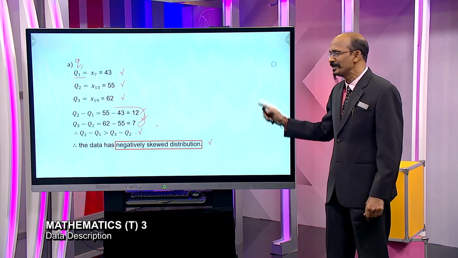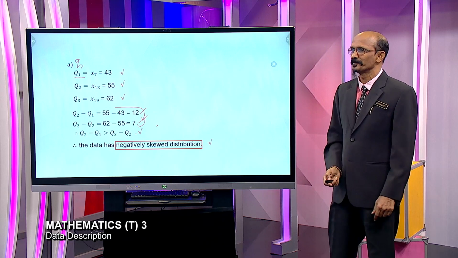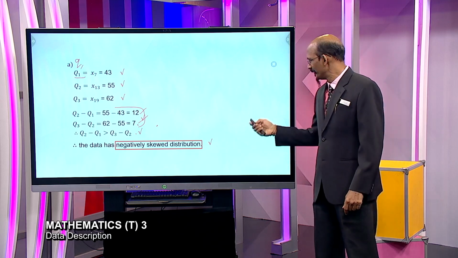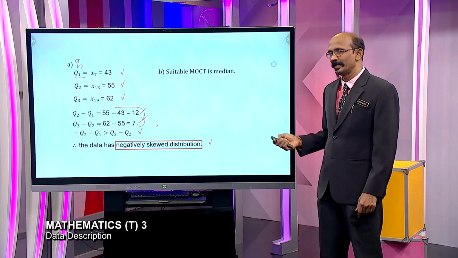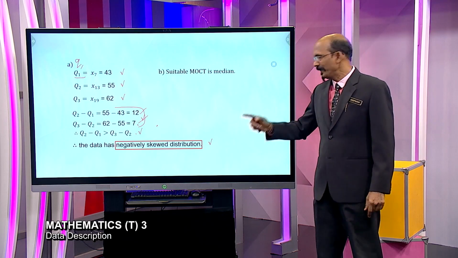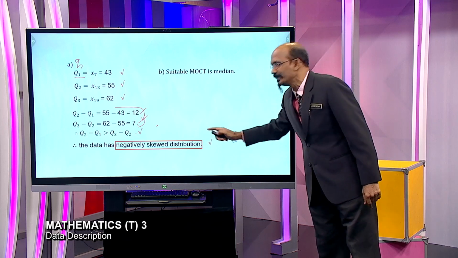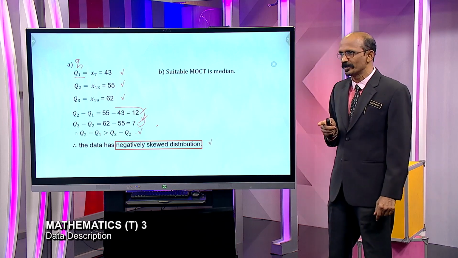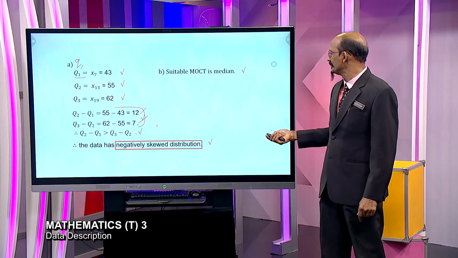So your answer must be negatively skewed distribution. Okay, shall I continue, Sean? Yes, please. Okay, so in the next part, they ask you what is the suitable measure of central tendency. Based on our answer here, we know already. Once it's a skew distribution, the best measure of central tendency is median.